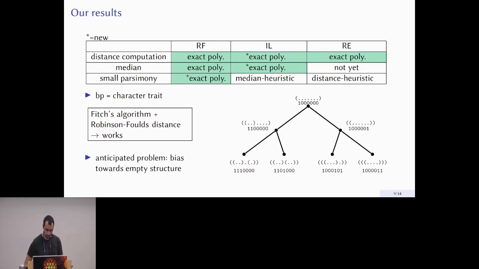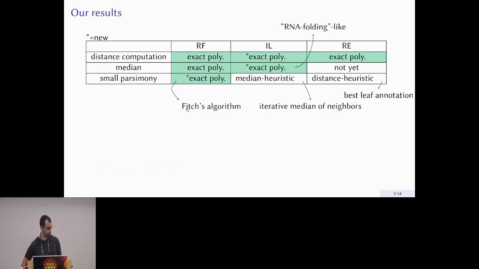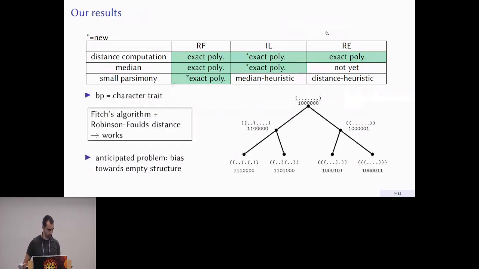I'm going to give you some details of our main algorithmic contributions, this Fitch algorithm and the RNA folding-like algorithm. So the baseline of this first main result is that when you apply Fitch's algorithm to the small parsimony problem under the Robinson-Foulds distance with trees at the leaves, then it works. That's basically the main point.